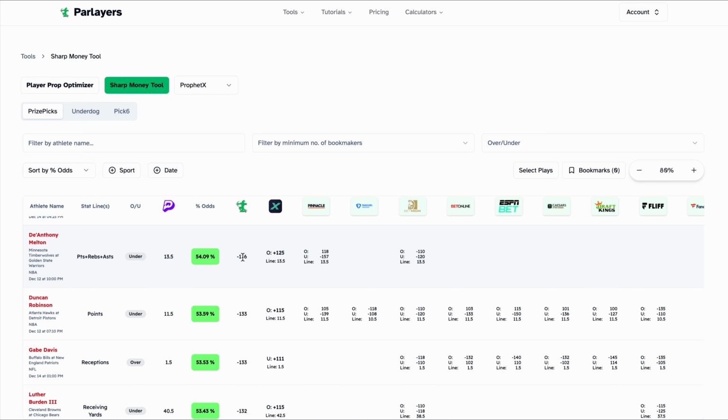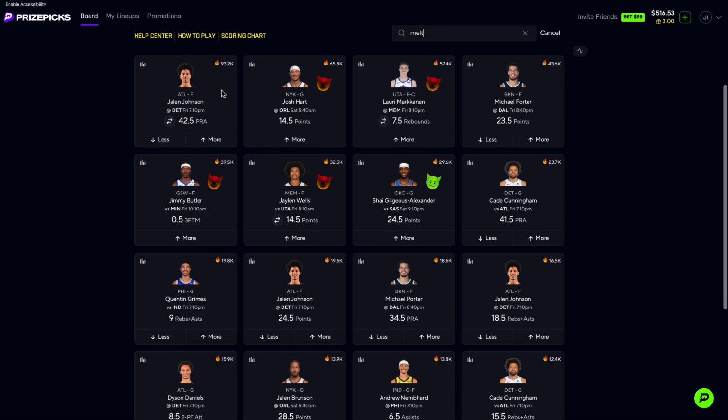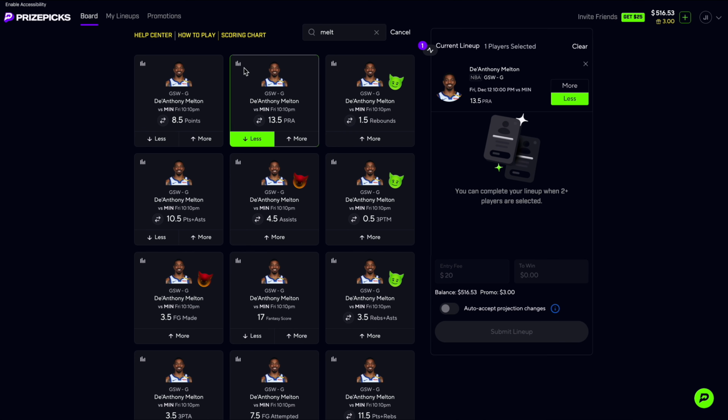Under 13.5, it's a 54% chance to hit, and obviously Pinnacle is going to be our best book here of confidence. Minus 157 to his under. Just a ridiculous play if they still have it up on Prizepicks. If they do, I'm not getting my hopes up. They actually do have it.